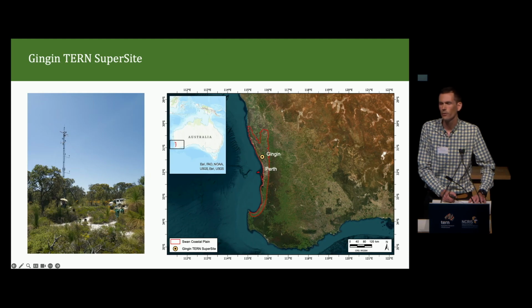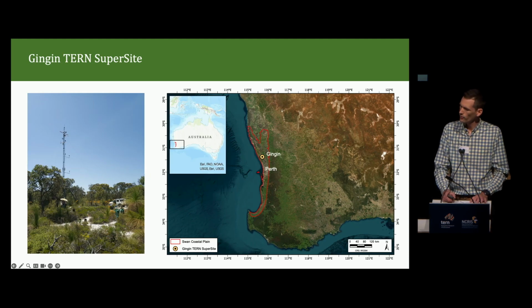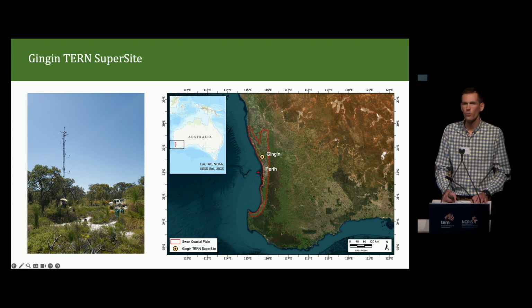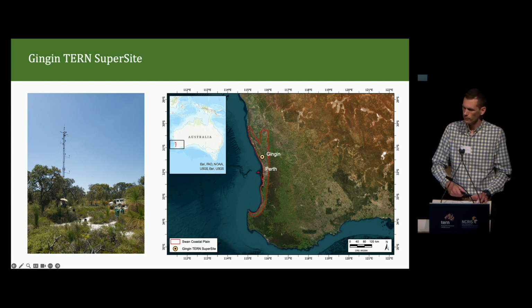So this research was conducted at the Jinyan TERN super site, which I worked out yesterday is the site that is furthest from where we are standing today. It's about 65 kilometres north of Perth in the Swan coastal plain, and it's dominated by Banksias, and it is part of the threatened ecological community of Banksia woodland of the Swan coastal plain.